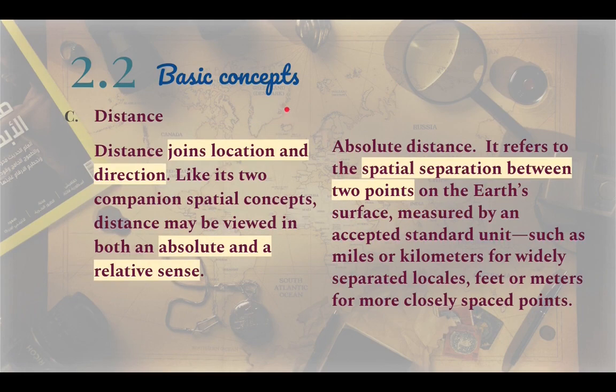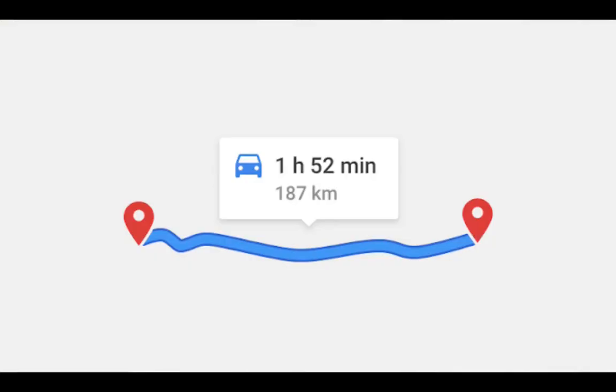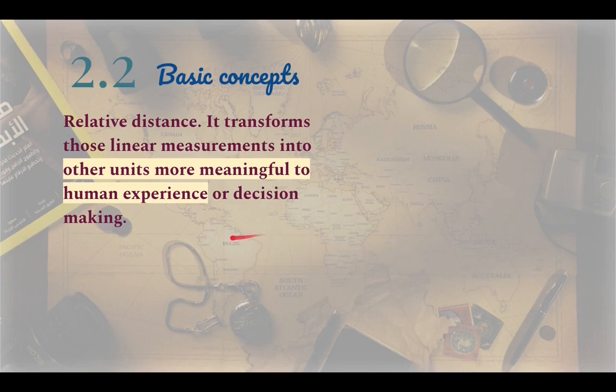Now when we talk about distance, distance joins location and direction. We can also talk about it in absolute and relative terms. When we talk about absolute distance, we mean the spatial separation between 2 points, and we usually express it in an accepted standard unit such as miles, kilometers, feet, or meters to say how far 2 points are from each other. When we talk about relative distance, we use other units more meaningful to human experience.